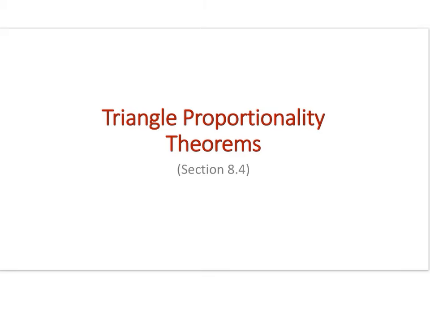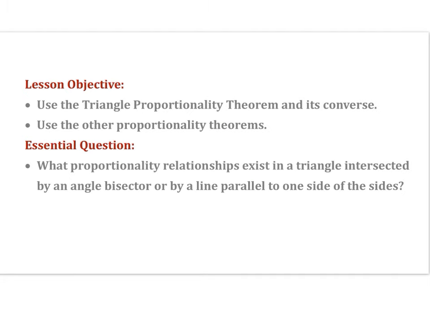All right, section 8.4 is all about the triangle proportionality theorems. So our objectives are to use the triangle proportionality theorem and its converse, also to use the other proportionality theorems. And our essential question: what proportionality relationships exist in a triangle intersected by an angle bisector or by a line parallel to one of the sides?